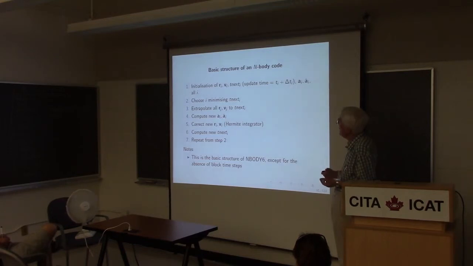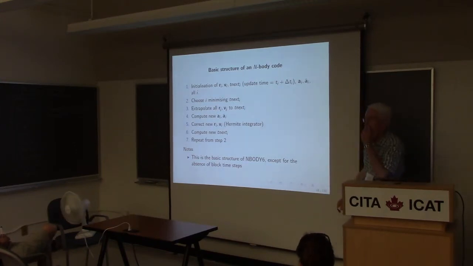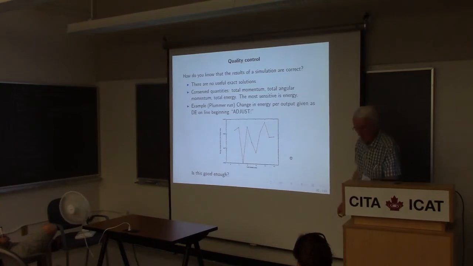So then you do the predictor step, you compute the new acceleration and jerk at the end of the time step, you do the correction step in the Hermite integrator, and then you advance, you find by some formula, and there's some magic in this as well, when is the next time you want to update that particle? And so that gives you a new t next for that particle, and then you go back to step two and iterate until all 80 years pass in the simulation. So that's the basic structure.